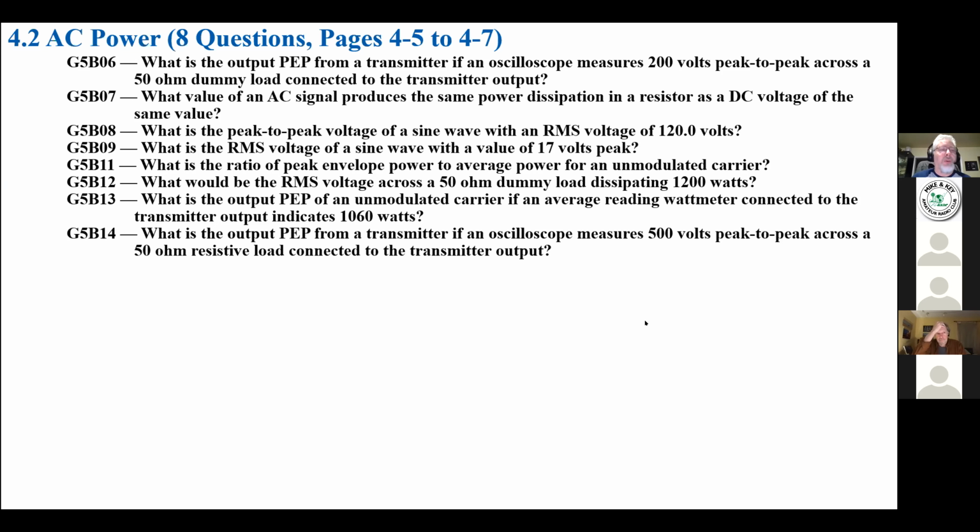Okay, section 4.2 is for AC power. There's 8 questions, and we'll just get right into them.